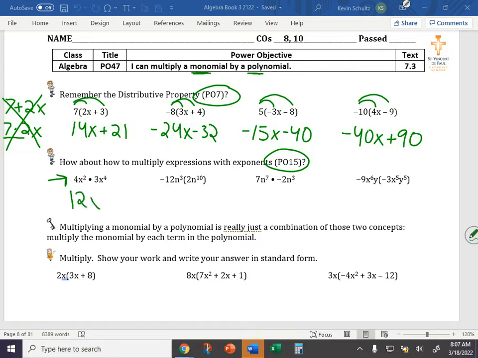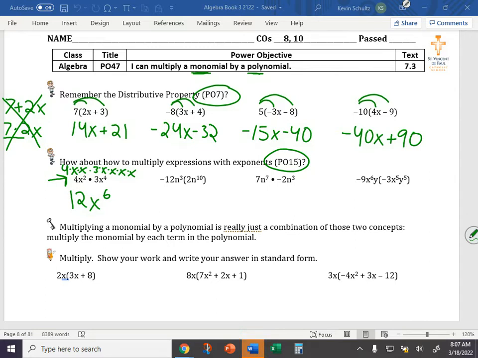So this would give us 12x to the 6th. And the reason why those exponents are added is if you look at it in expanded form, 4 times x times 3 times x times x times x times x, we've got 6 of them, all being multiplied together. And we can write that as x to the 6th.